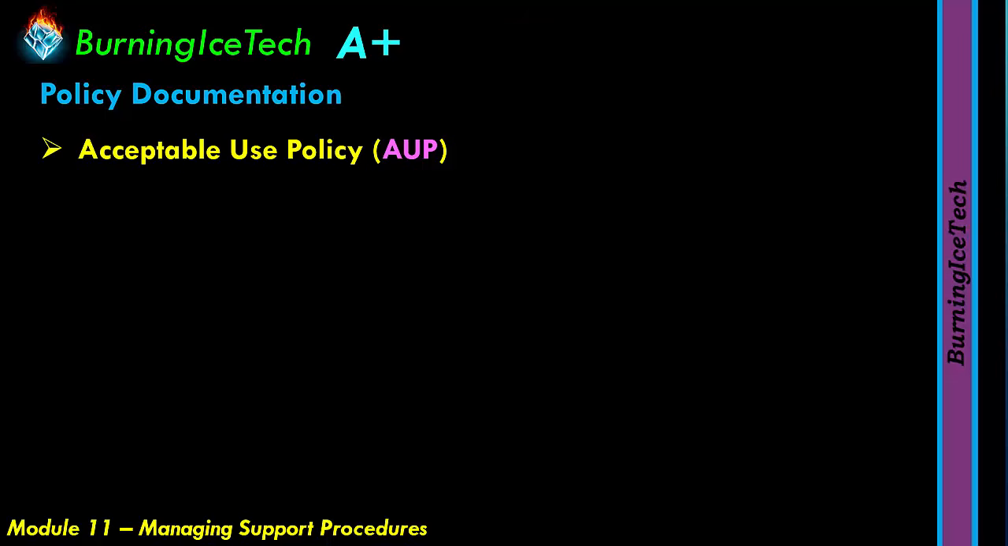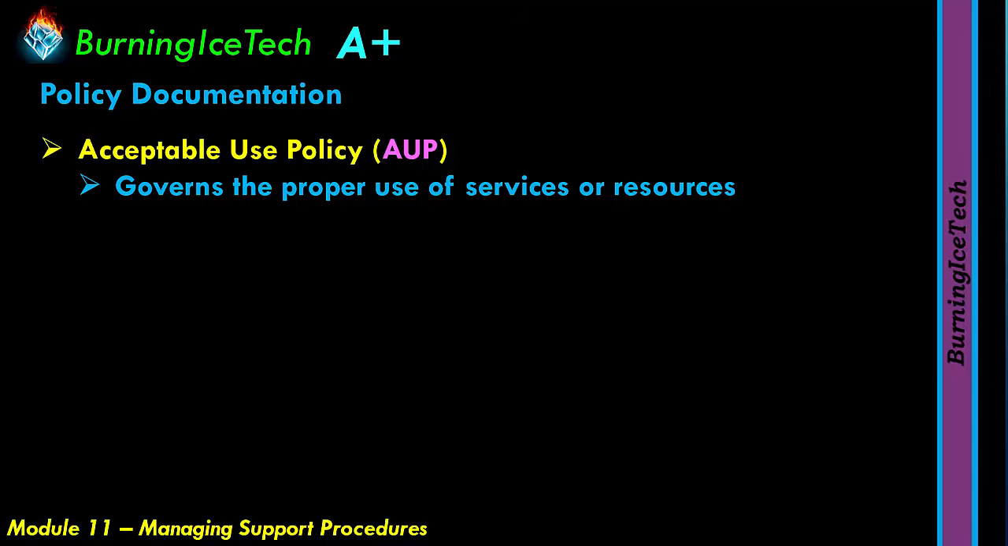So an AUP, guys, is basically a policy that governs the proper use of services or resources. If that still doesn't make sense to you, there's many examples I can give you guys, but it basically specifies what you're allowed to do with company assets or resources and what not.